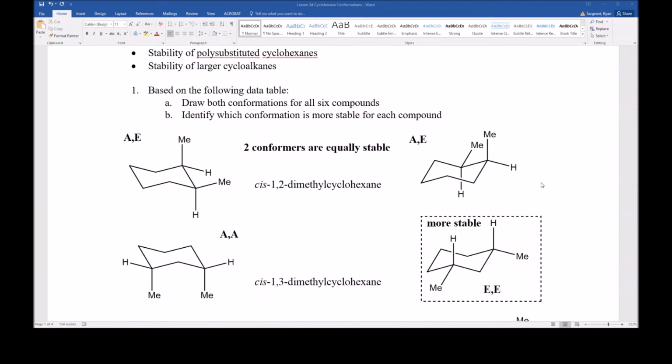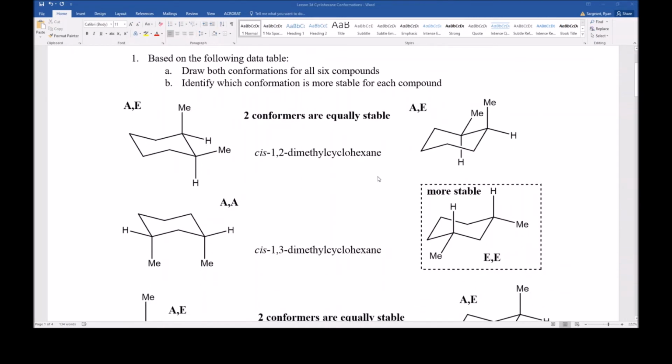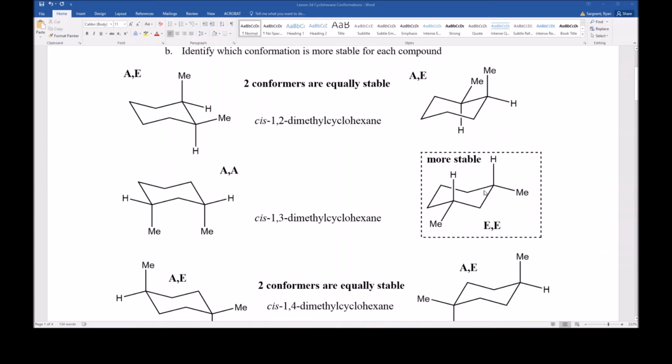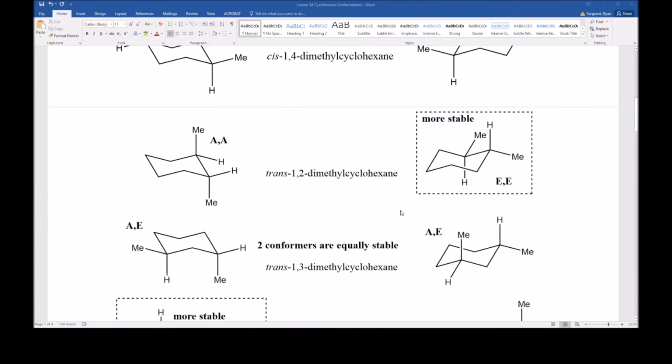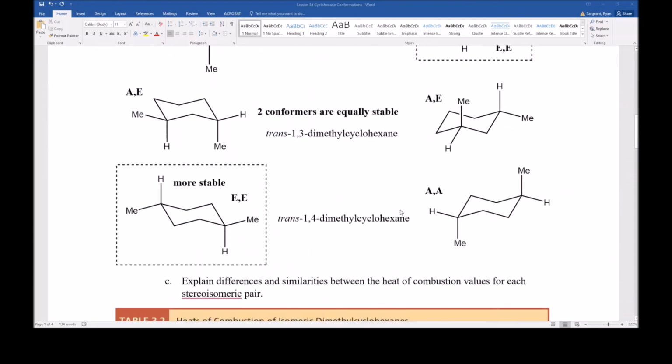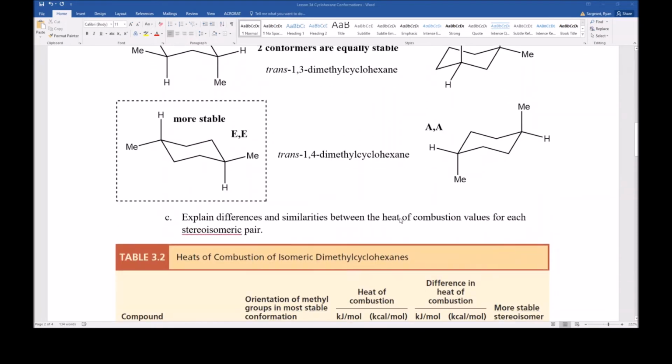All right, now I'm ready to incorporate all of those structures into my lesson answer key. So I drew both conformations for all 6 of the compounds, so that's 12 total structures. And then for each conformational pair, I identified which one was more stable, or in cases where they're both the same, I just made that note. So here I have now a nice listing of which conformation is really more helpful.